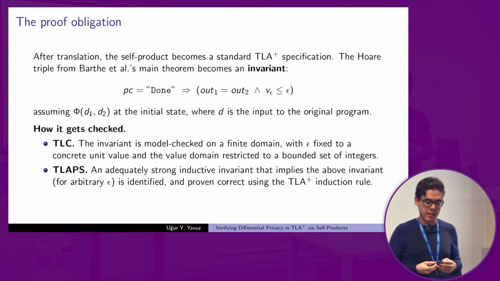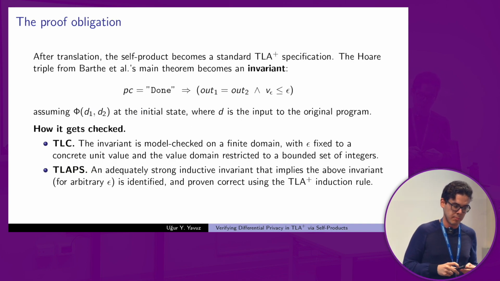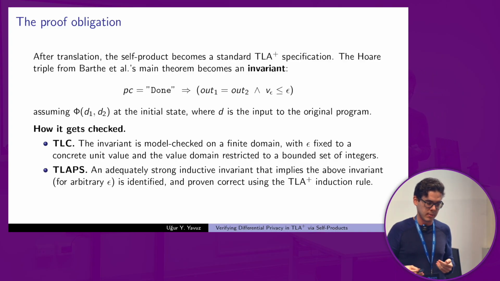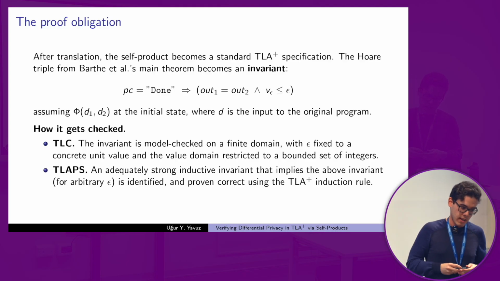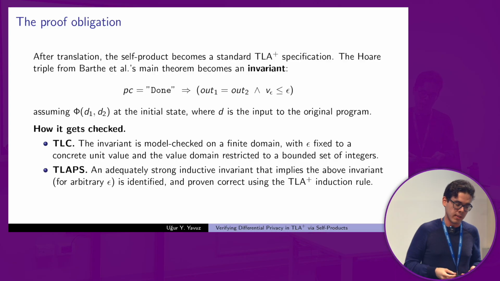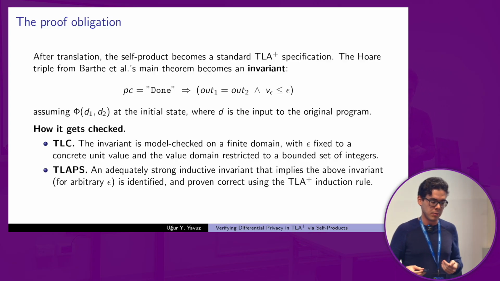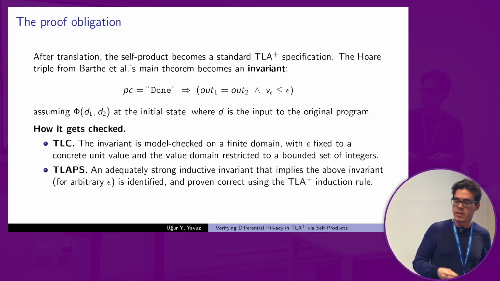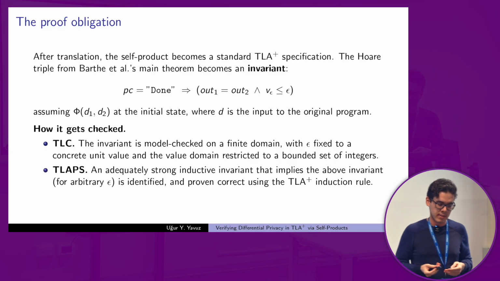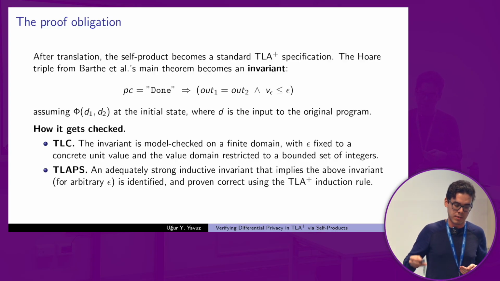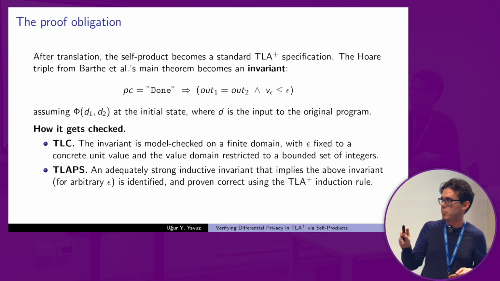After the Pascal translation runs, the self-product becomes a standard TLA specification, and the Hoare triple from Barth and collaborators' main theorem becomes an invariant of that specification. The invariant says when the program counter reaches done, that is, when the program has finished executing, the two simulated outputs are equal, and the ghost variable v epsilon is at most epsilon. This is under the assumption that in the initial state, the two inputs d1 and d2 are phi related, where again, d is the input to the original program.